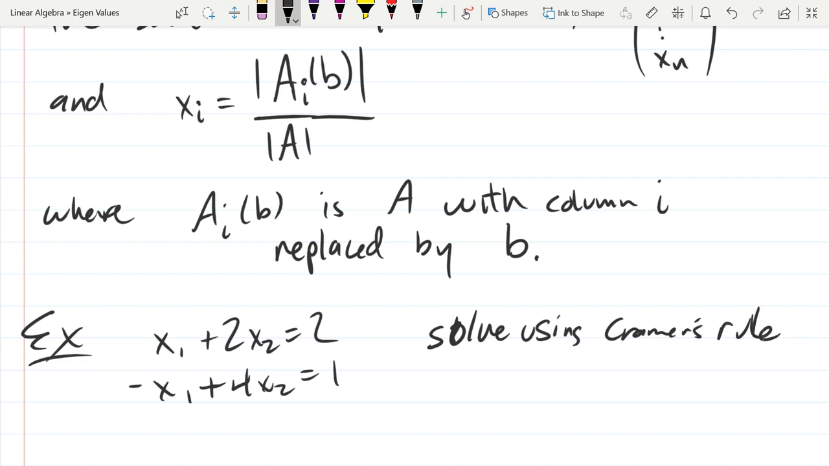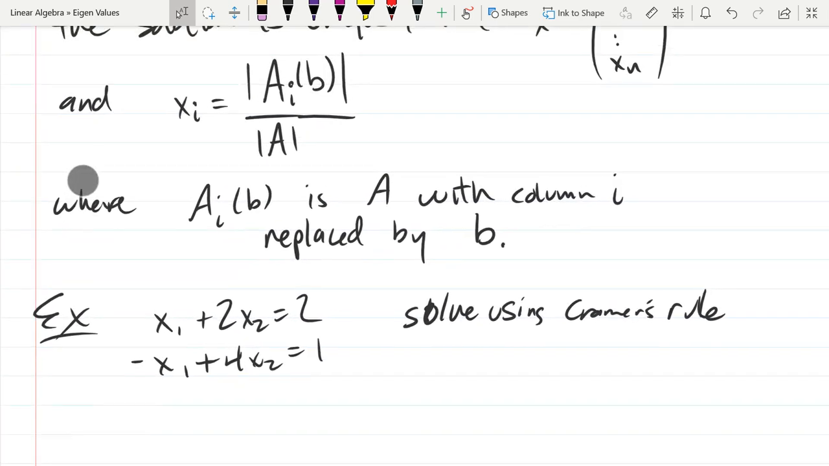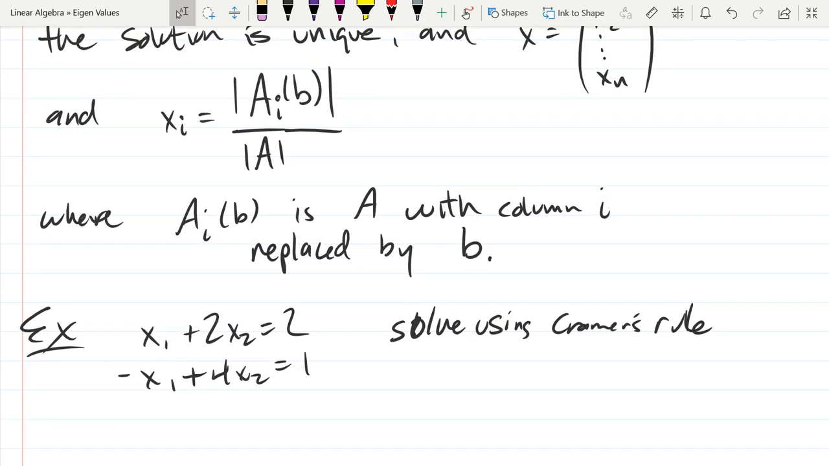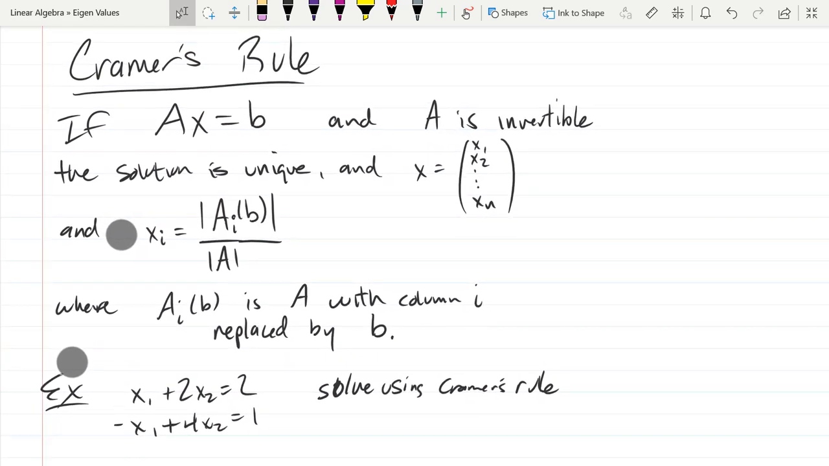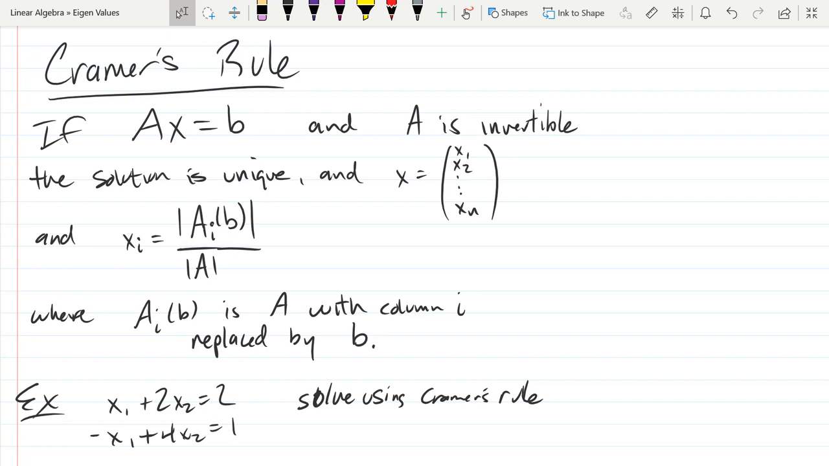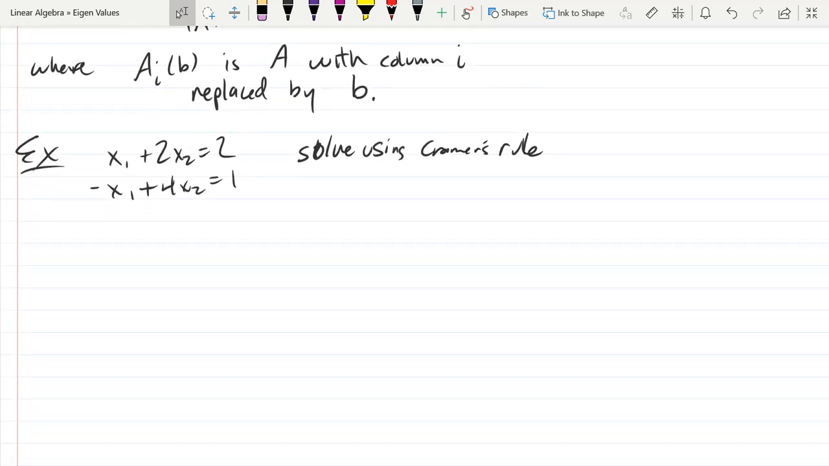So first of all, we have to make sure our matrix A is invertible. Well, first of all, what is the problem with the way this is set up and Cramer's rule? So we need a matrix. We need to write it in matrix form. So it's written in, I guess, real linear equation form or linear system form. We need to turn it into matrix form. So we'll do that first. So we need to write it as AX equals B.